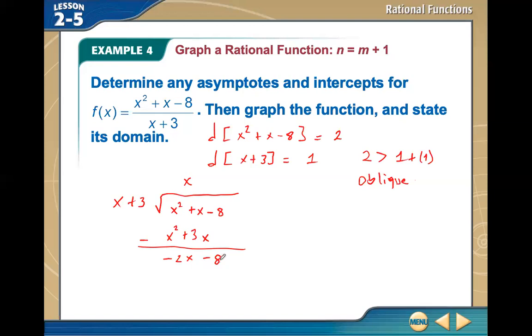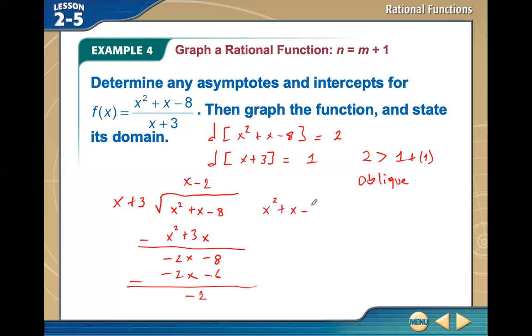How can I continue after this step? What should I say? By 2 or by negative 2? Negative 2. Negative 2 times x, negative 2x. Negative 2 times 3, negative 6. When we subtract, negative and negative will be positive, so 0. Negative 8 plus 6 will be negative 2, and the remainder is negative 2. So how can I write down the question?